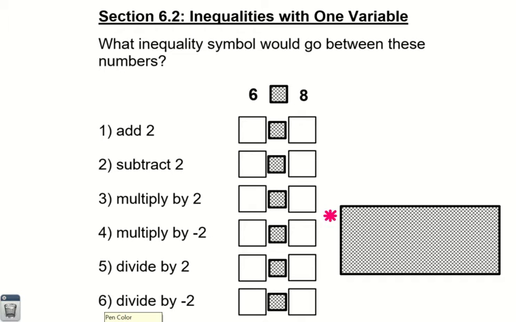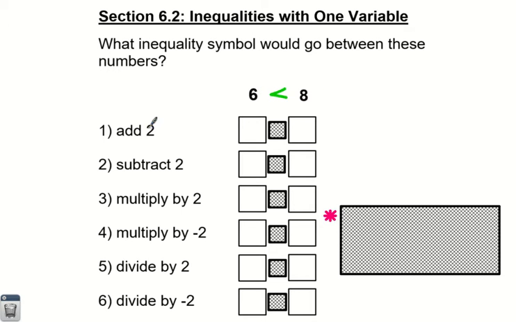So here we go. What inequality symbol would go between these numbers, 6 and 8? A less than, a greater than, a less than or equal to? 6 is what than 8? It's less than 8, and so that's the less than symbol. In this activity, and that's all this is, just an activity, we're going to work with this as a starting point, and we're always going to go back to the starting point. You'll see what I mean. So we have 6 is less than 8.